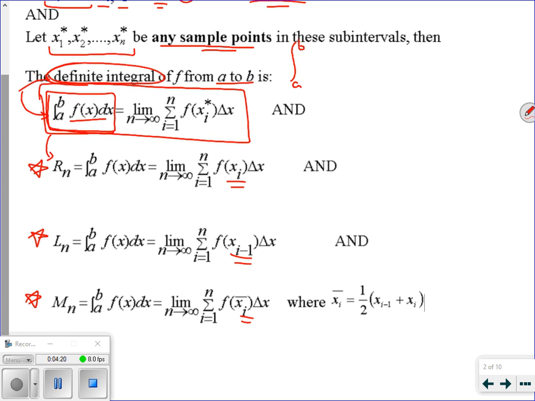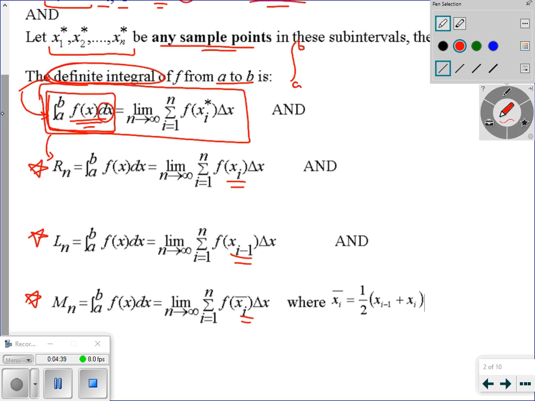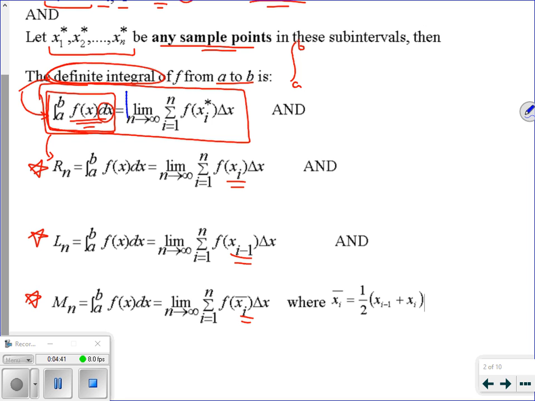So this is saying find the exact area underneath the curve of f of x. And the dx is just a fancy way of saying the delta x. It's another way of saying delta x. And we'll talk more about that later. But this right here is the actual definition of a definite integral.